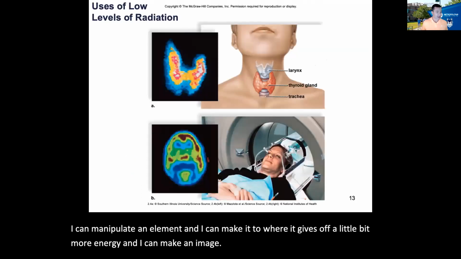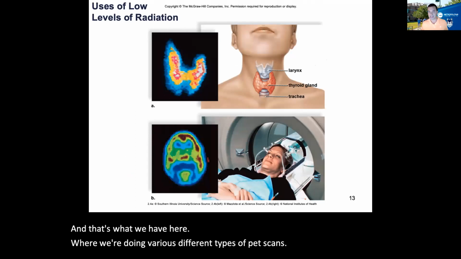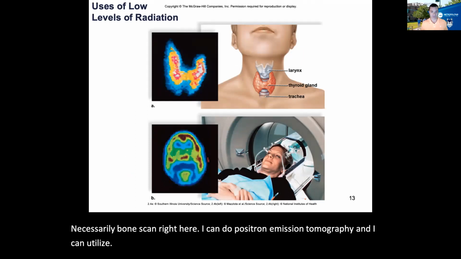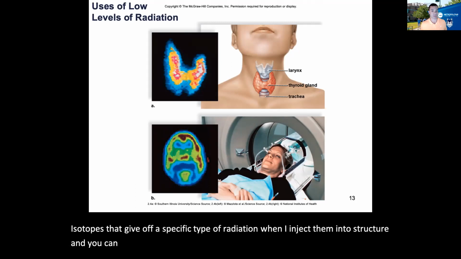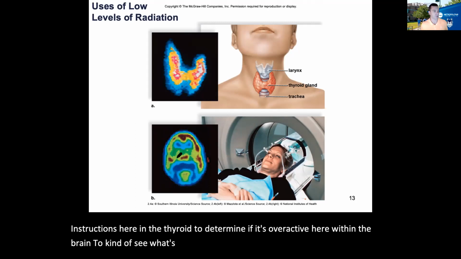Okay. And that's what we have here. Where we're doing various different types of PET scans, CTs, not necessarily a bone scan, okay? But here I can do positron emission tomography, and I can utilize isotopes that give off a specific type of radiation when I inject them into a structure. And you can see some enzymatic activity, some metabolic activity in structures here in the thyroid, to determine if it's overactive, here within the brain to see what's going on inside the brain, the brain activity there.